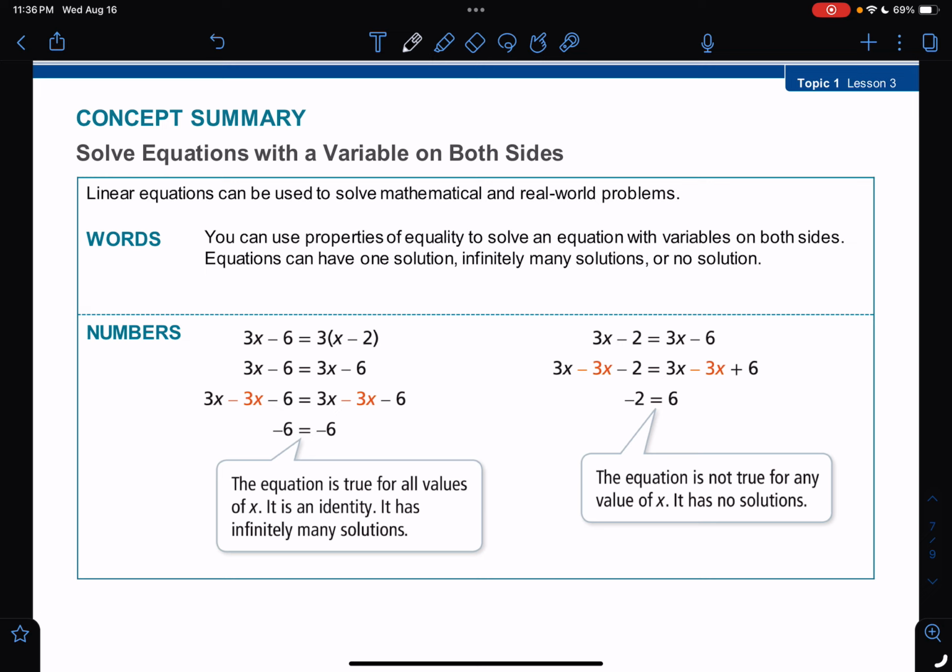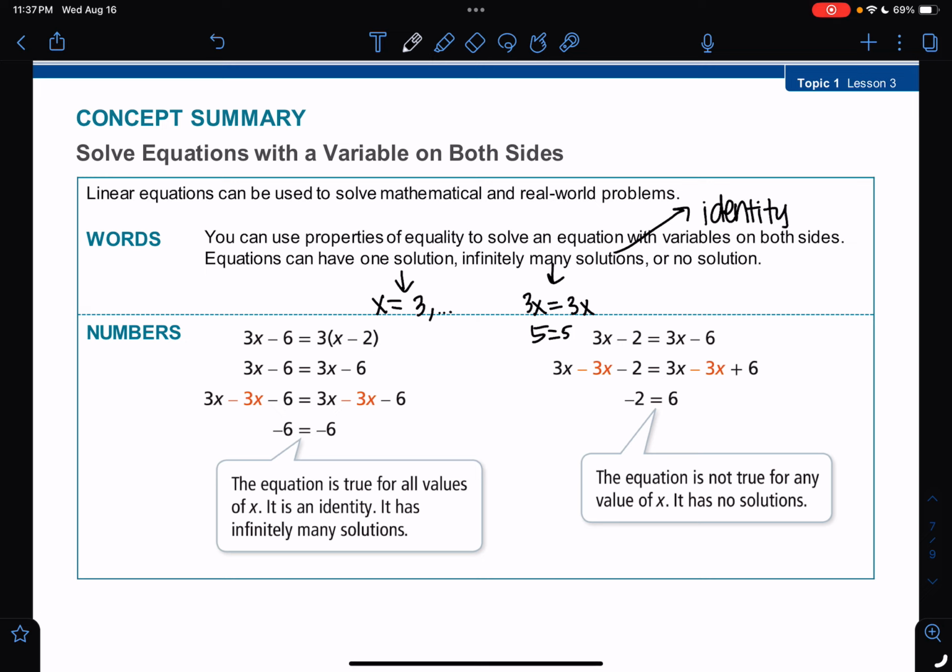Equations can have one solution, which looks something like this, where we have x equals some type of number. It could be like 3 or literally anything else, right? It could be infinitely many. And this looks like I could have like 3x equals 3x or 5 equals 5 or something like that, right? Where the left side equals the right side. And we also called the infinitely many solutions an identity.